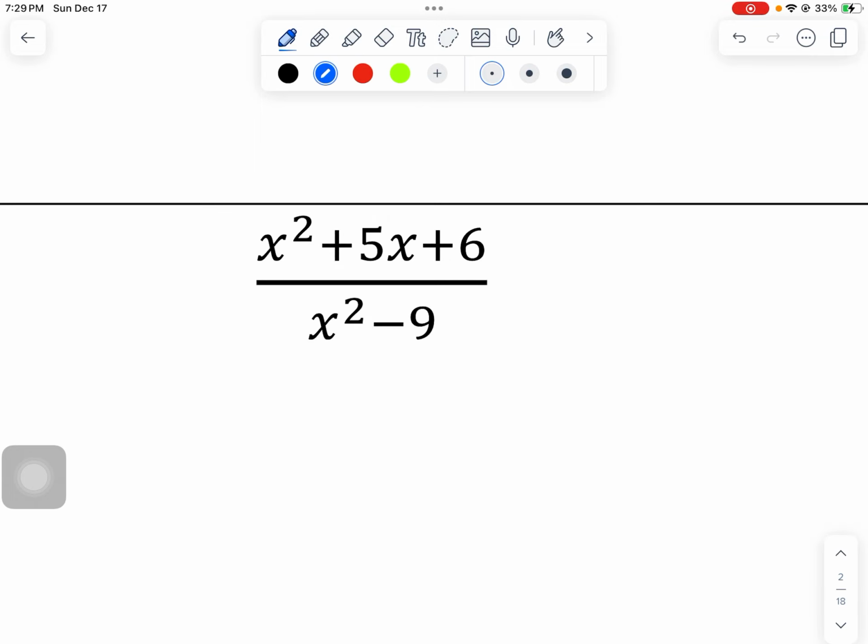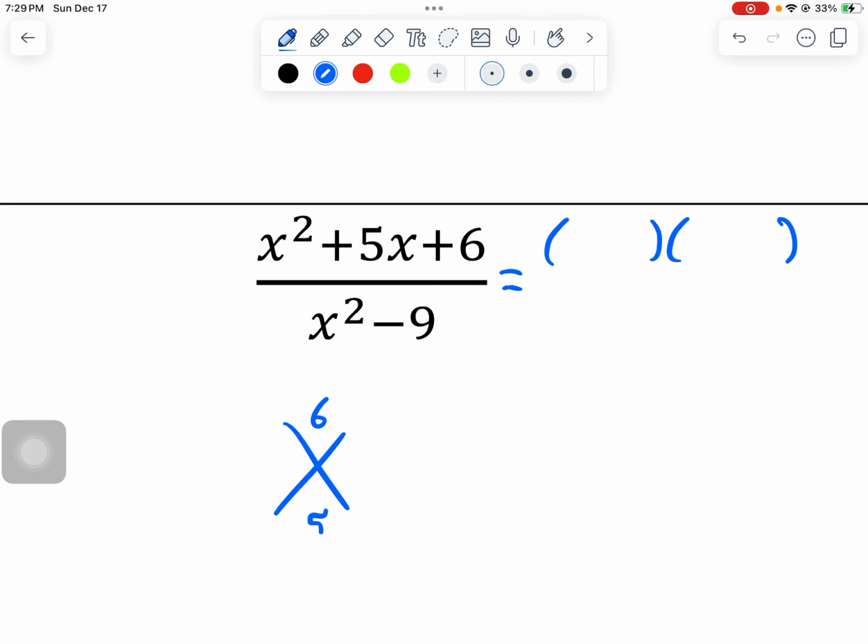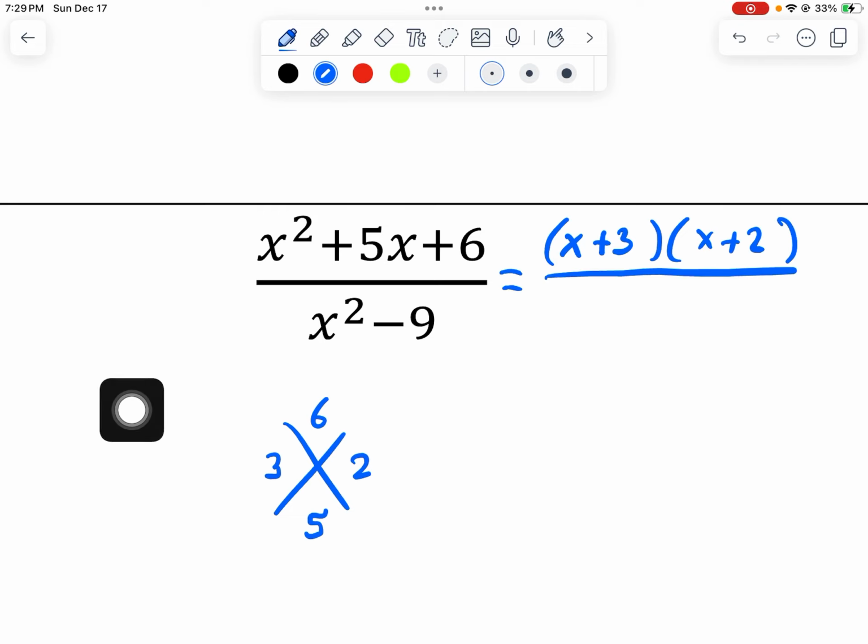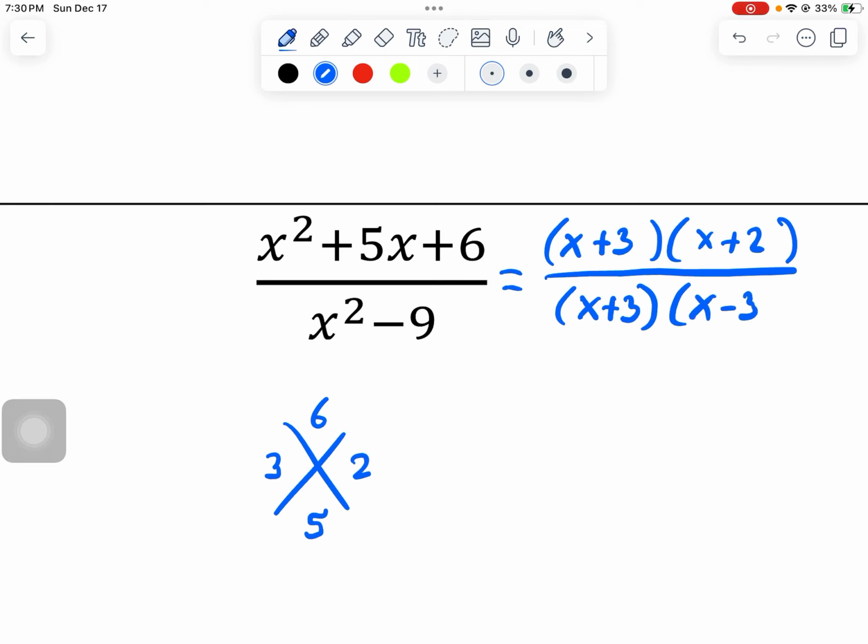Okay, here's some more factoring. This time I'm going to be able to factor the top and the bottom. X squared plus 5x plus 6. We know that there's factors of 6, and you can do like the cross section if you want. That would be factors of 6 that add to make 5 are 3 and 2. So in this case, it would be x plus 3 and x plus 2 over, this is a difference of squares like we just saw in the last one. So that's x plus 3 over x minus 3.